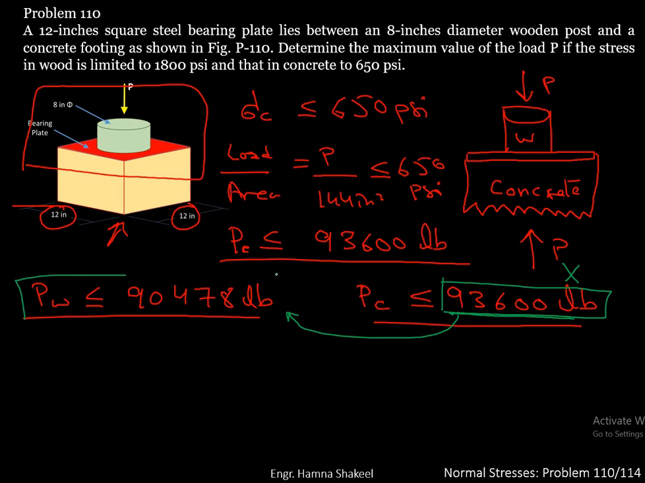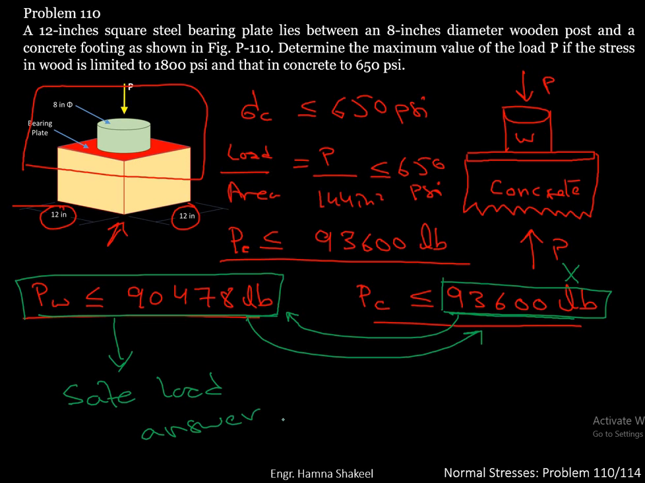If you select 90,478 pound as the load, this is less than the limiting load for concrete. So if you apply this load, both concrete and wood will pass. So this is your safe load and your answer to the problem.